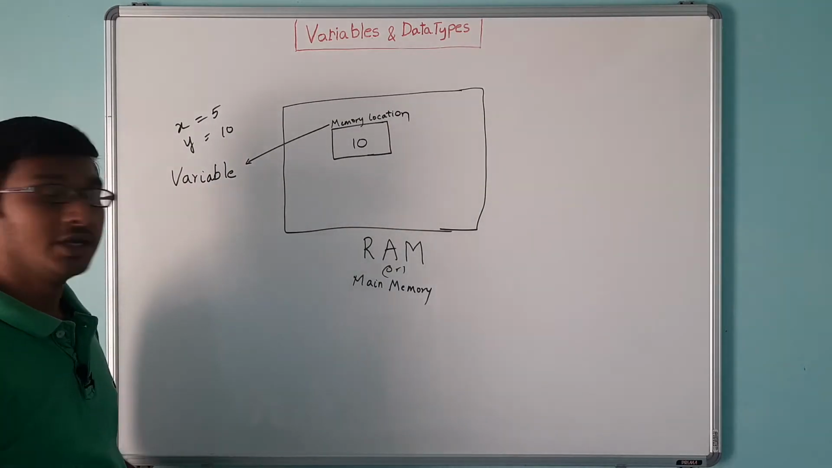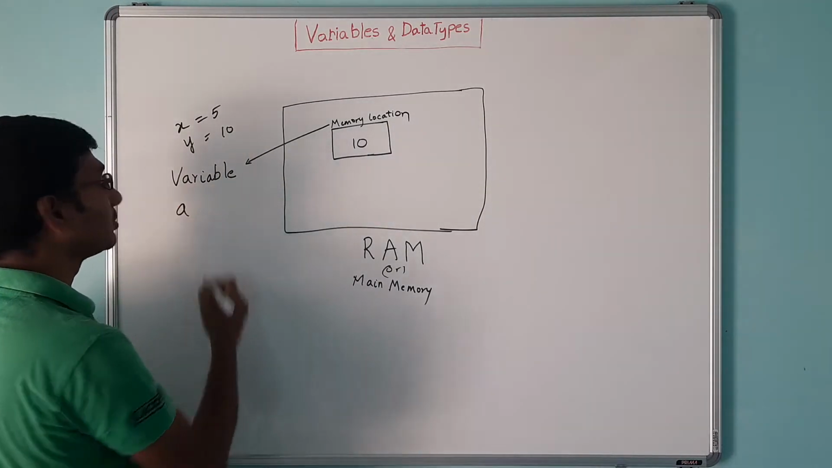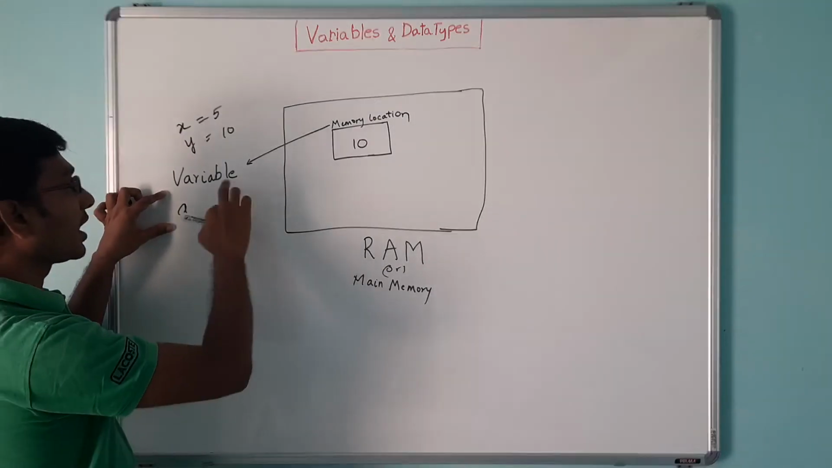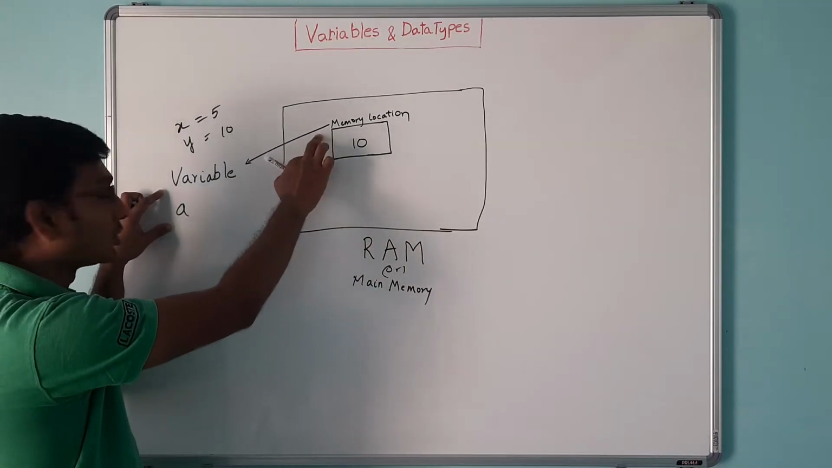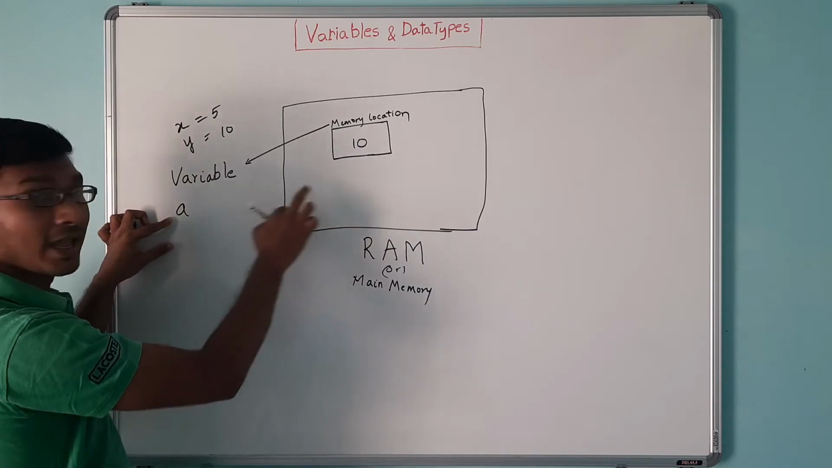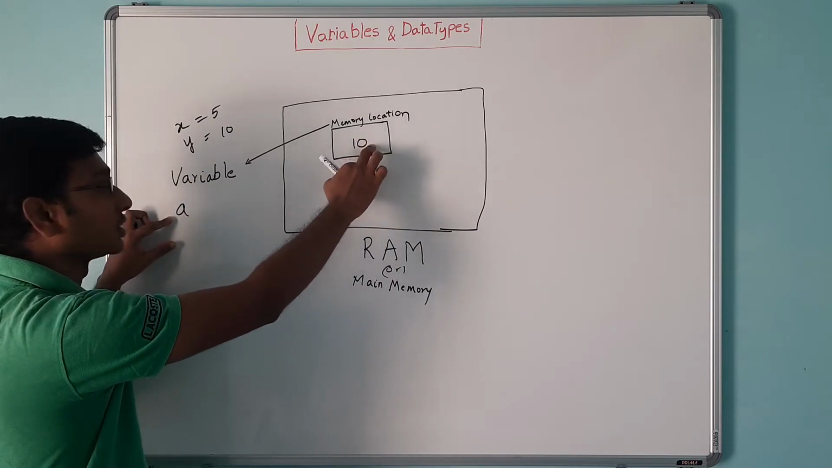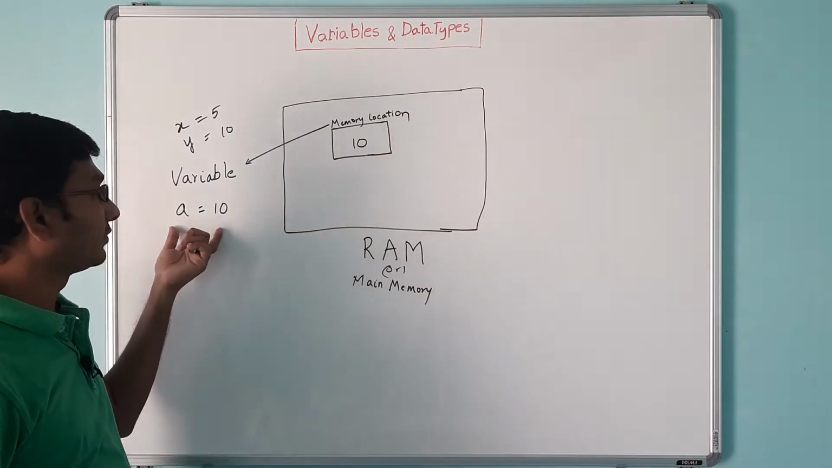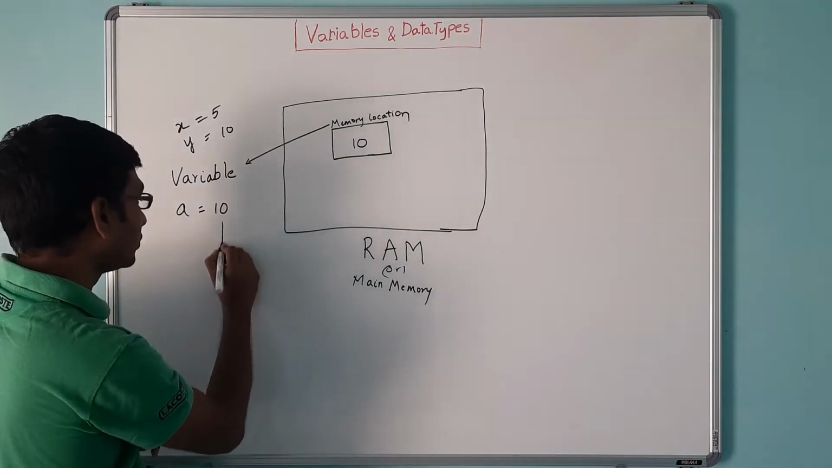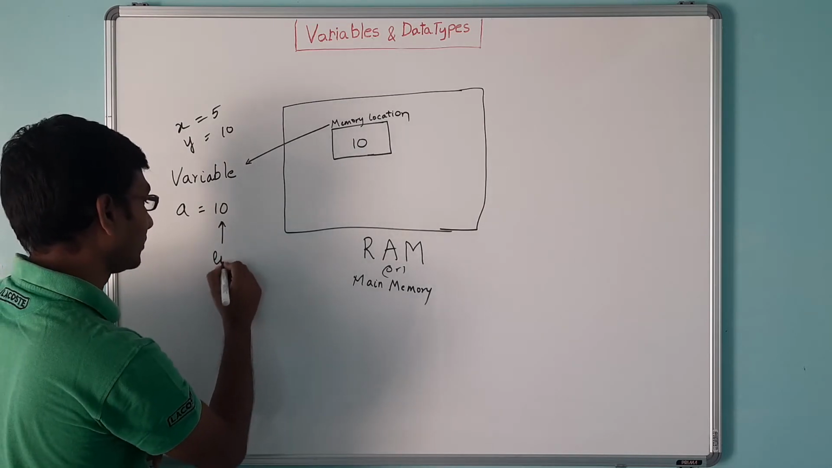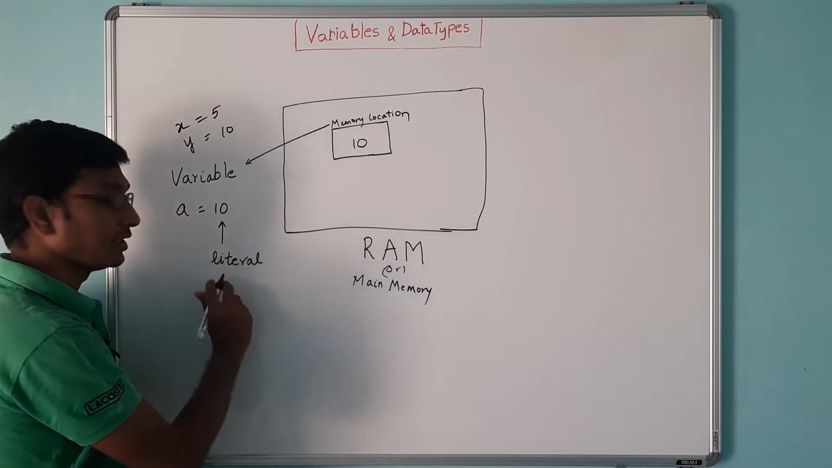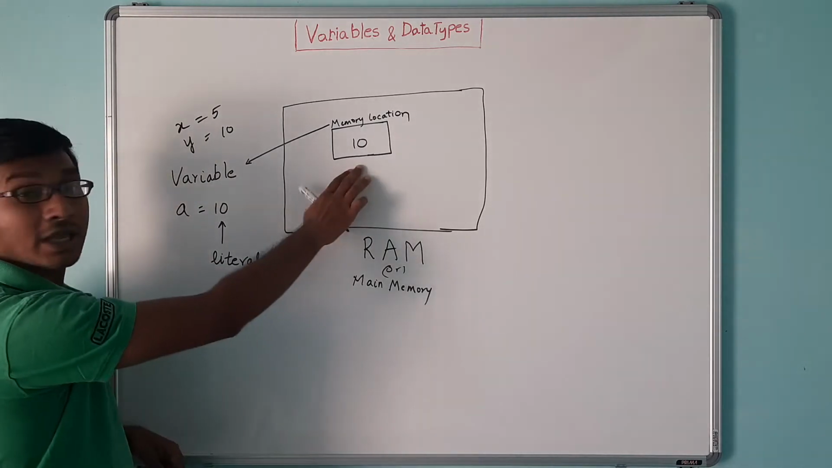In the same way, in Java also, say for example, my variable name is a. As this variable is referring to this memory location, when I try to access this a, I get the value of this memory location. So the value of a here is 10, and this value is called a literal in Java.